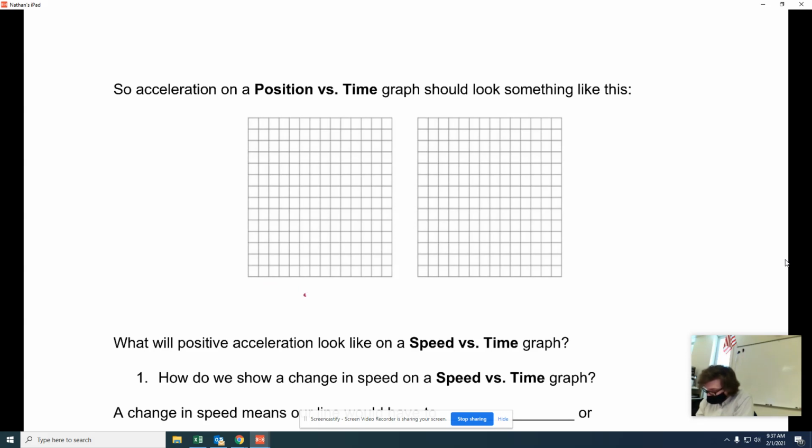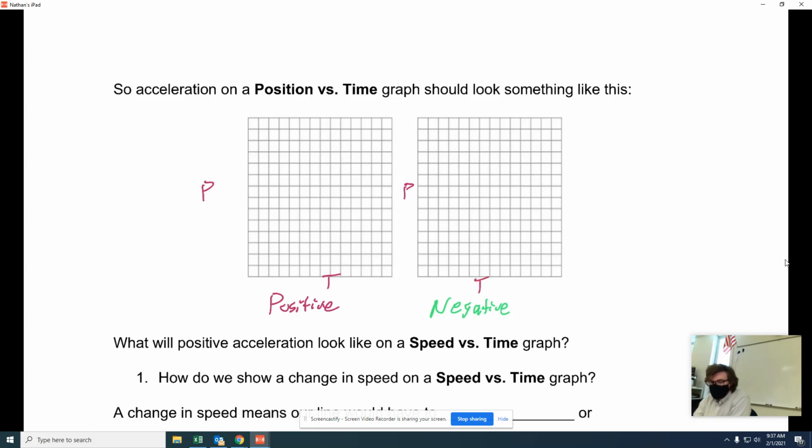Started writing out position. So we can have positive and we can have negative acceleration. So I want us to look at an example of both of those. Both of these graphs are position versus time.